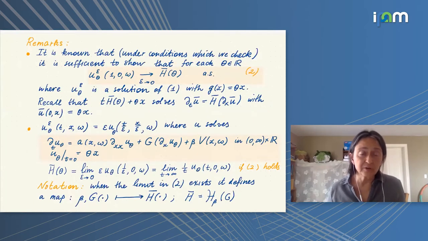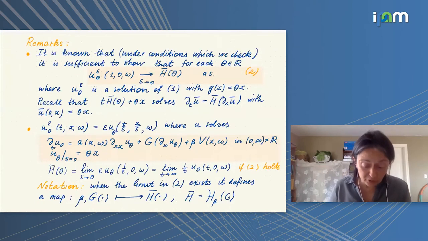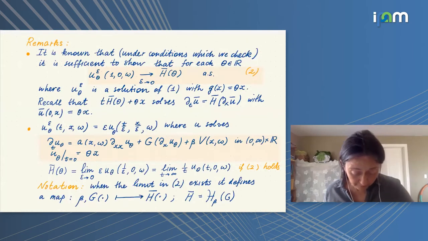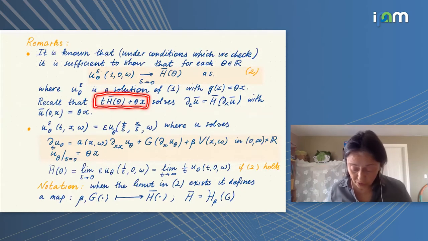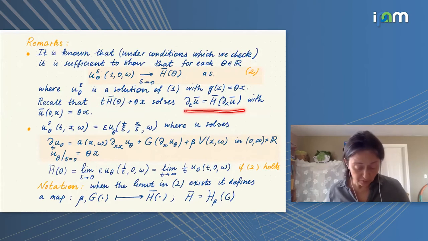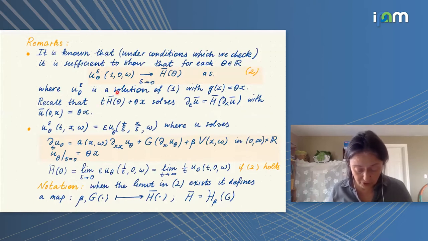For example, for this particular paper, we use our previous work with Andrea, where we actually show that this is enough. And of course, I recall that this linear function solves this equation with linear initial data. So for t equals 1 and x equals 0, this function is just equal to h bar of theta. That's why h bar of theta appears here.